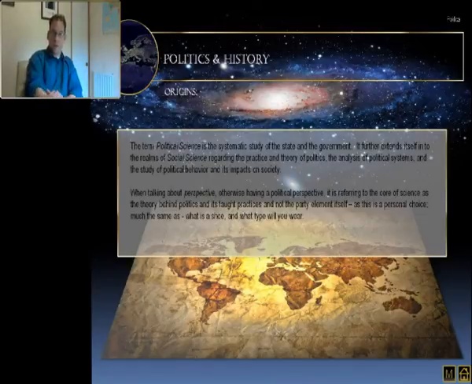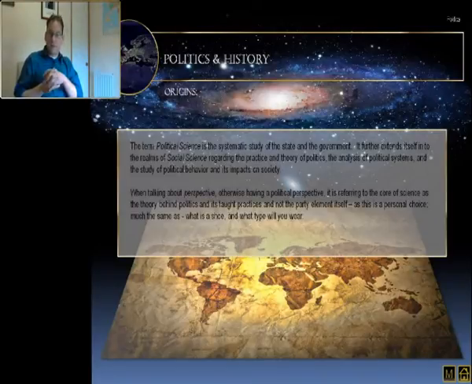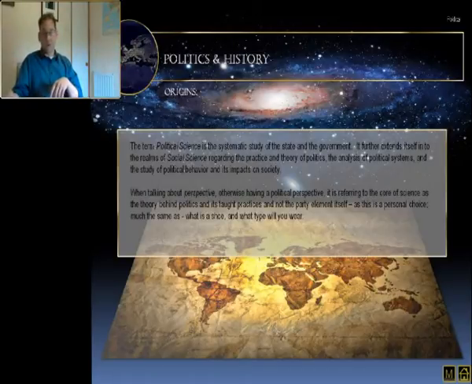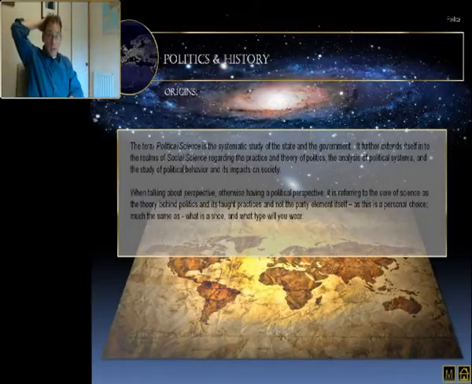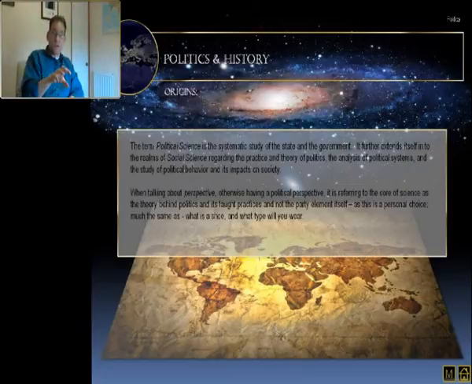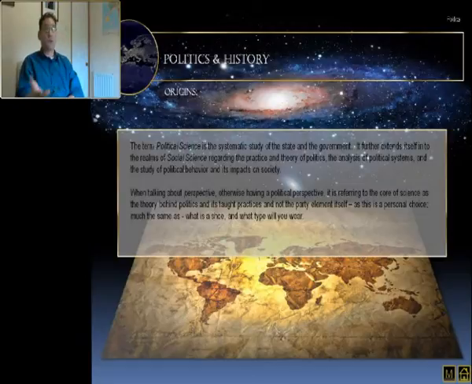The term political science is the systematic study of the state and the government. It further extends itself into the realms of social science regarding the practice and theory of politics, the analysis of political systems, and the study of political behaviour and its impact on society. So they work hand in hand with each other in impacting attitudes, behaviours, and so on. When talking about having a political perspective, it is referring to the core of science as the theory behind politics, and its taught practices are not the party element itself, as we said a moment ago, as this is the personal choice, much the same as what is a shoe, and what type will you wear.